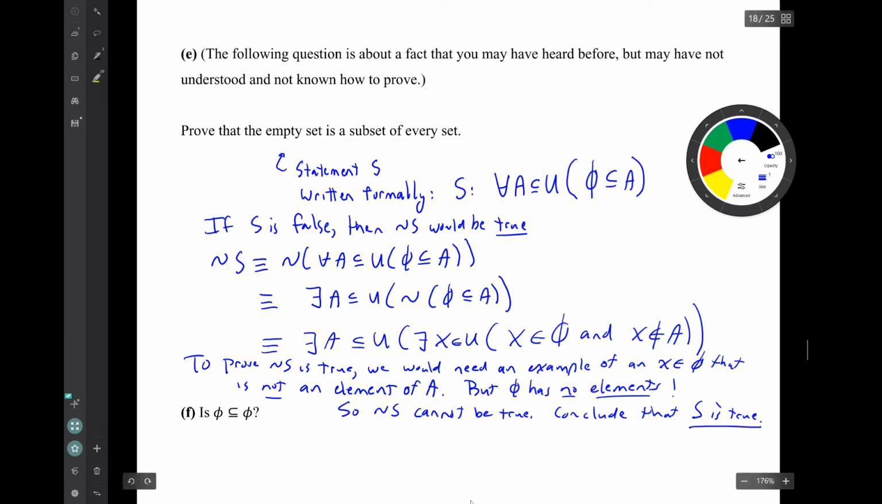Now finally, question F. Is the empty set a subset of the empty set? Well, yeah, we just proved that.